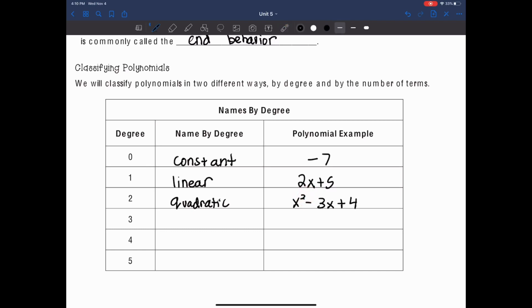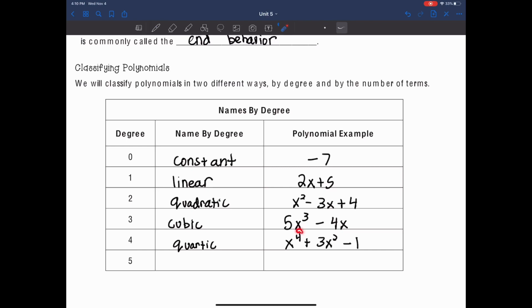The third one, so if we have a degree of 3, that is going to be considered a cubic function. So for example, we might have 5x cubed minus 4x. Anything that the highest degree is 3 is going to be considered a cubic. All right, what about a fourth degree? A fourth degree is a quartic polynomial function. Okay, and a quartic function might look like this, x to the 4th plus 3x squared minus 1.